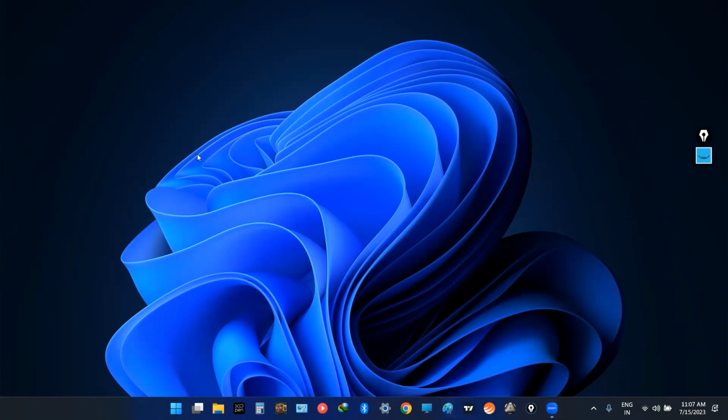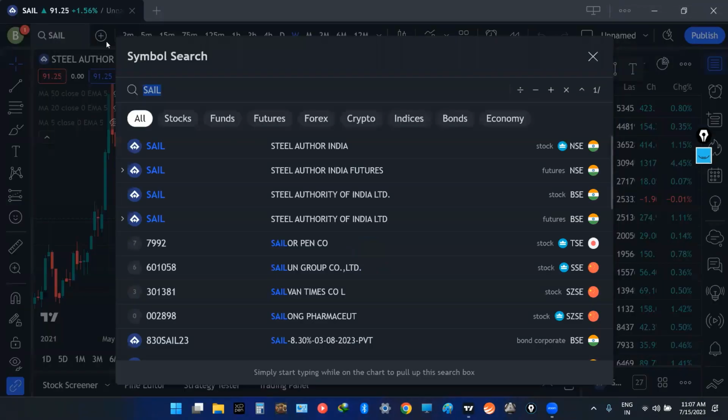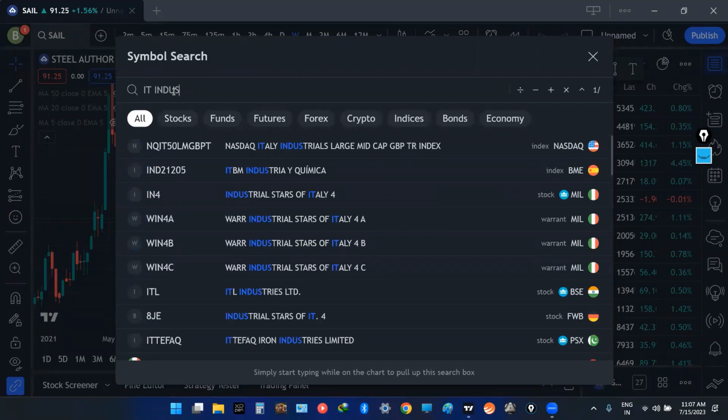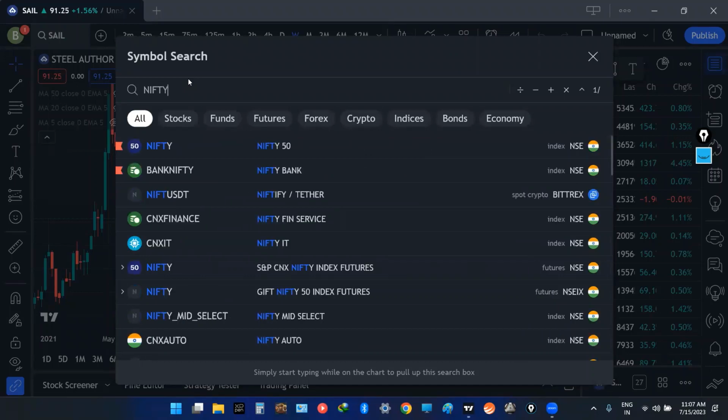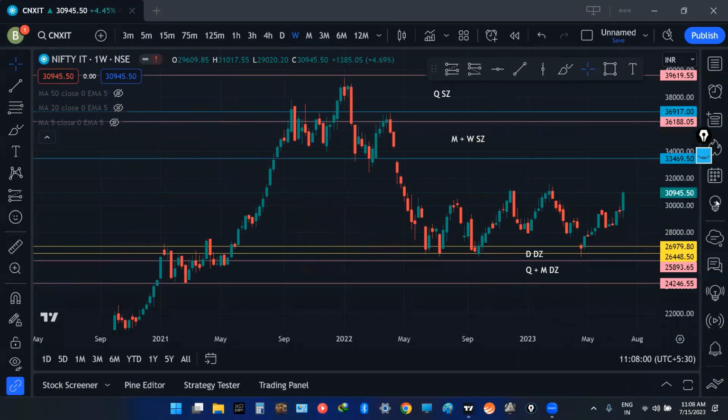So I'll start off with an example, whatever I was talking just right now. It is not that I do not believe in fundamentals. I definitely believe in fundamentals, which is the backbone of everything. And in fact, I am also a SEBI registered research analyst in fundamentals itself. So it is important, but we need to know how to club everything.